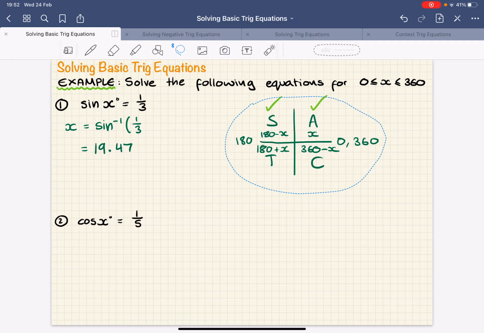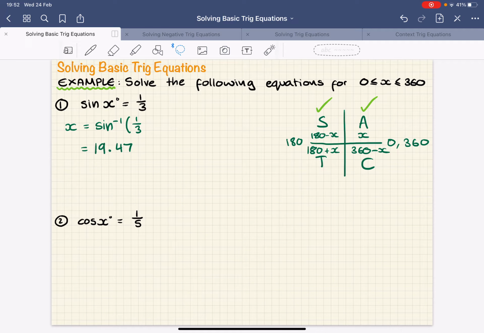But then, like I said before, we actually have 2 answers because of the nature of that sine wave. So what I'm going to do now is use this 180 take away x to find my other answer. My other answer is going to be 180 take away the value I just found out. So that's going to be 160.53 degrees. So those are my 2 answers.